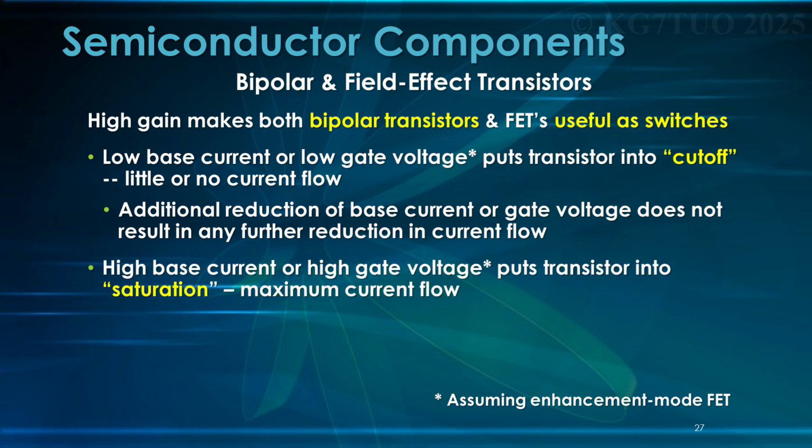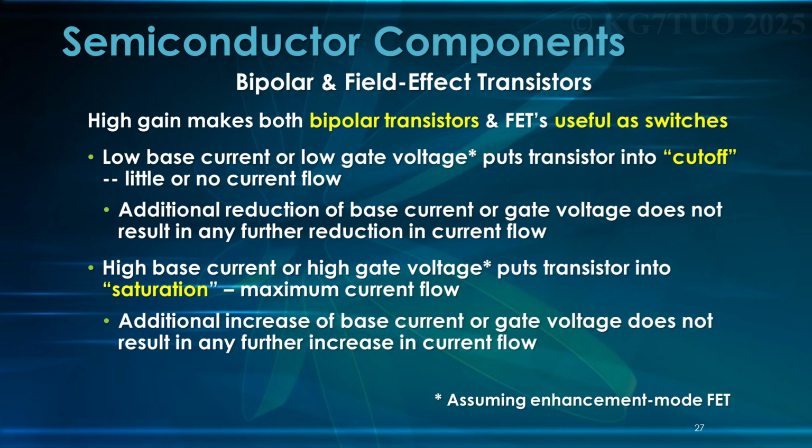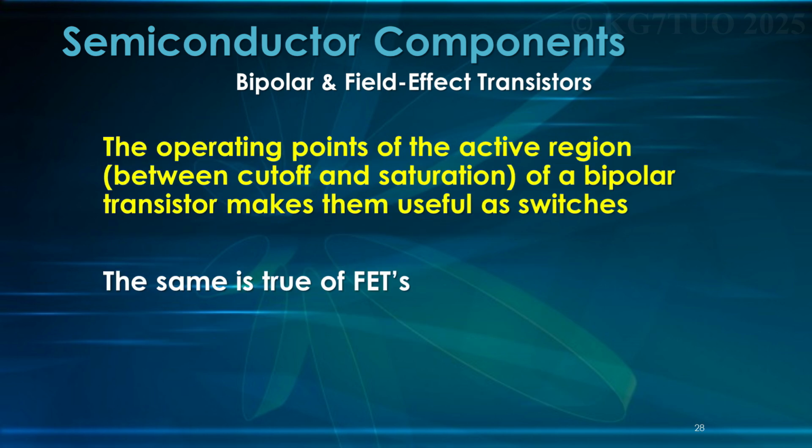High base current or high gate voltage puts a transistor into saturation, or maximum current flow. Saturation is maximum current flow. Cutoff is little or no current flow. Additional increase in the base current or gate voltage does not result in any further increase in current flow.